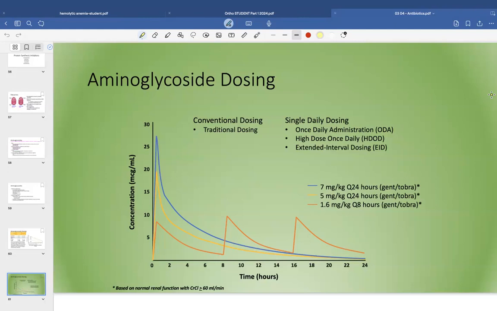But just in the broad strokes of it, understand the justification for once daily dosing versus multiple daily dosing. In particular, as good or even arguably superior efficacy because you have higher levels, and the safety because you're giving it less frequently, allowing for those low troughs to protect the kidneys.